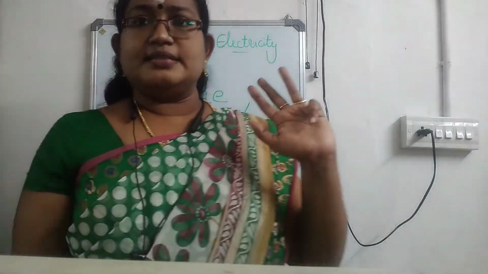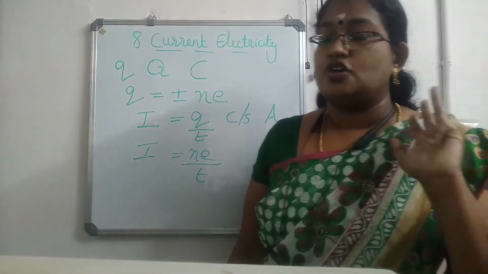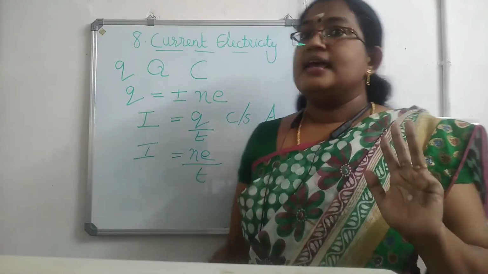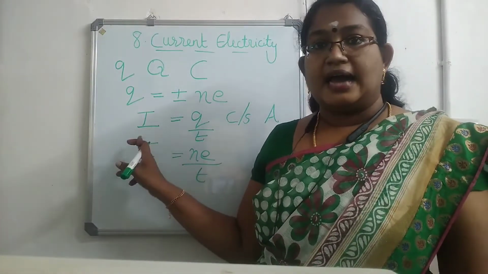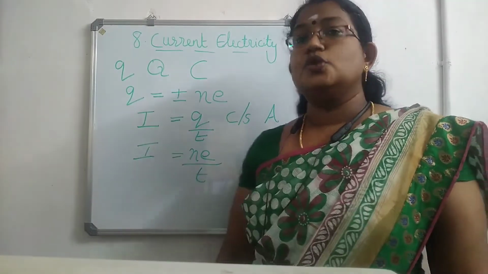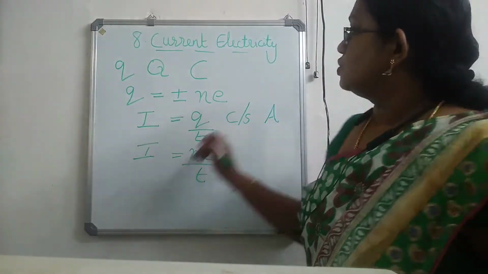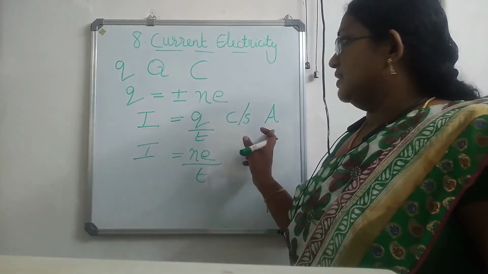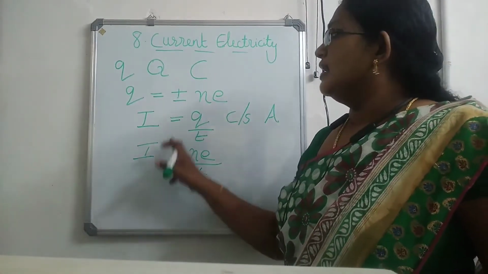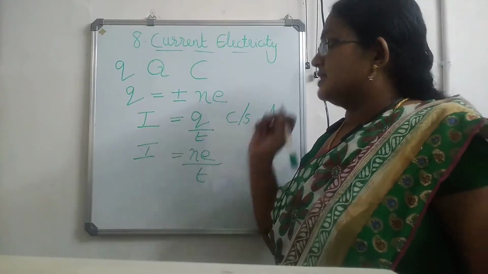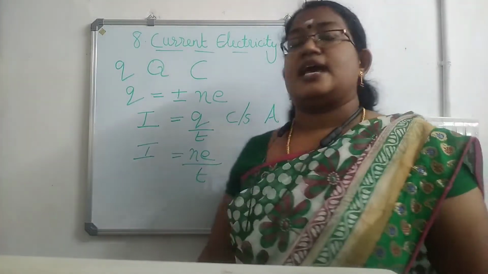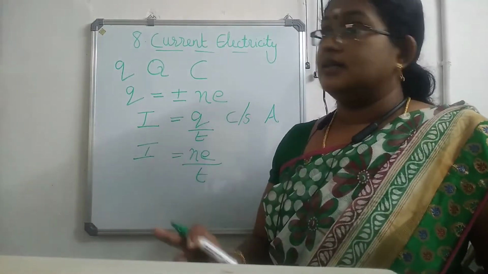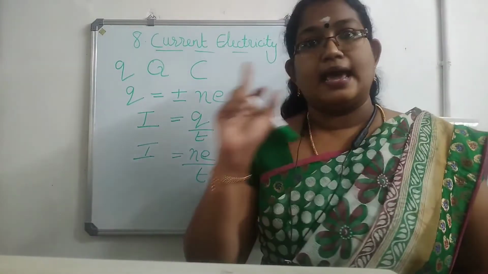Electric current means the rate of flow of electrons makes electric current, represented by the letter I. So I is equal to Q by T. Its unit is coulomb per second. Coulomb per second means it's ampere. Then since we have Q as Ne, you can write the equation as I is equal to Ne by T. Then you have to learn the definition for 1 ampere.